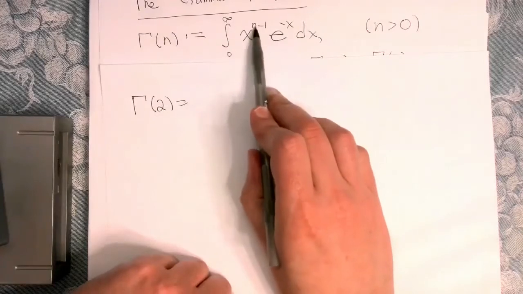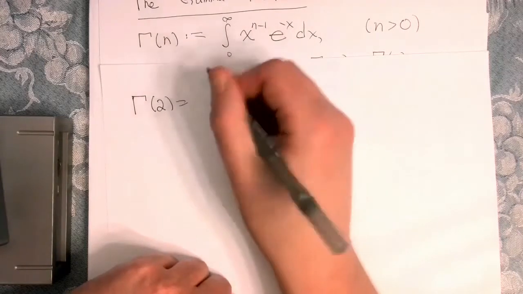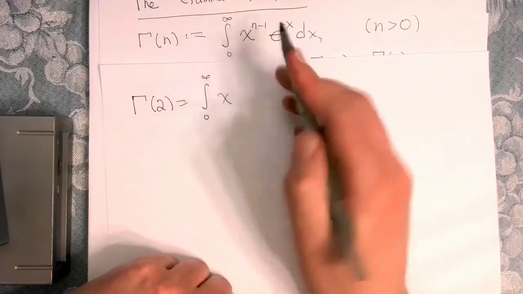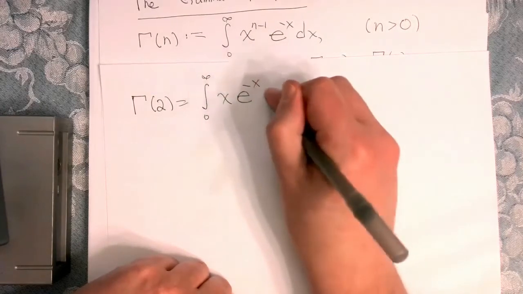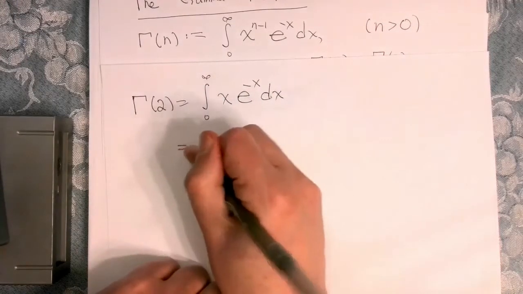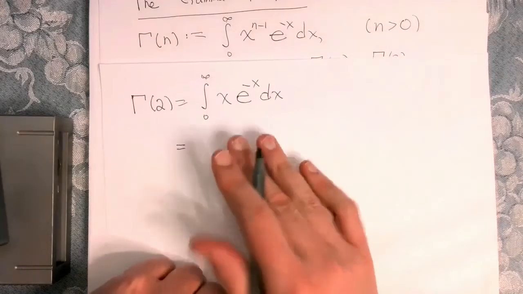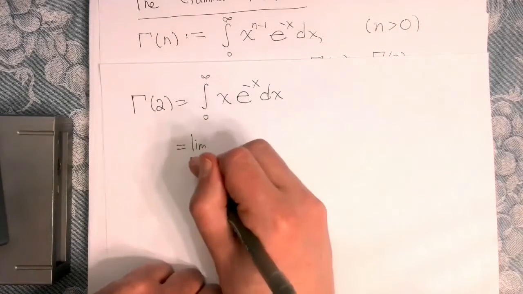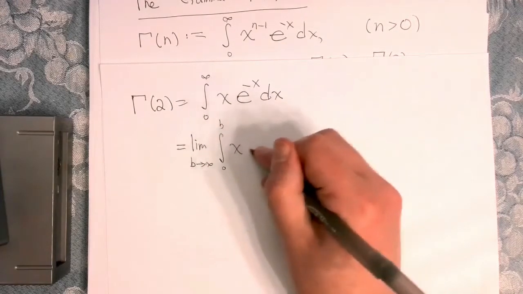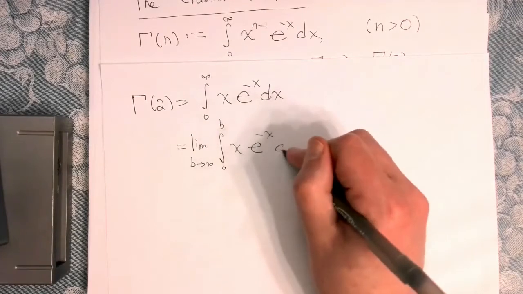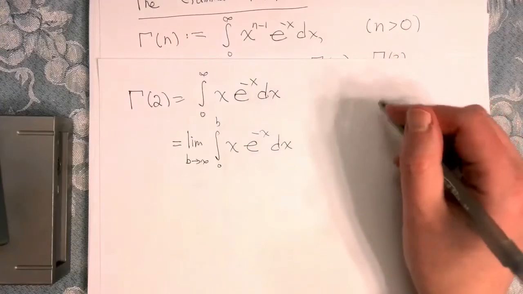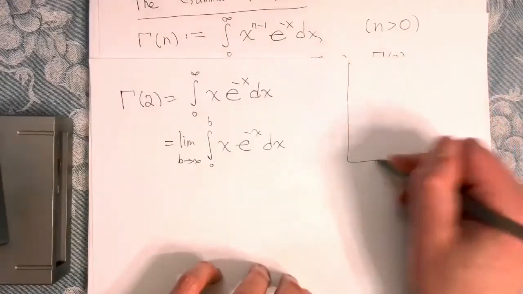That means I'm plugging 2 in for n, and so this will become the integral from 0 to infinity of x to the 2 minus 1, times e to the minus x dx. And so I've got to take care of this improper integral, right? We take care of improper integrals via limits. And then I notice this is in the form of an integration by parts. Okay, so think about integration by parts.